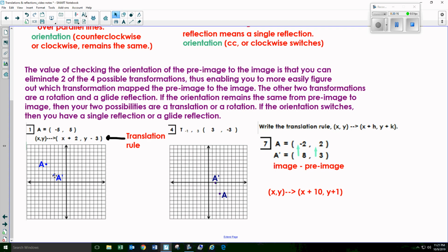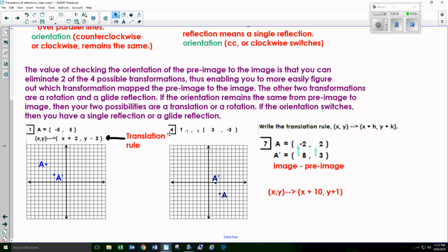Okay, and there's my A prime, because A was my original. Remember, prime is the image. Okay, that's simple. If it's a triangle, you just do it with all 3 points. For all 3 points, you just go right 2, down 3. Take the other pre-image point, right 2, down 3. That's all you're doing, and then reconnect them.